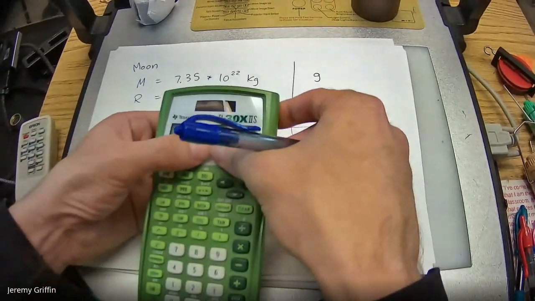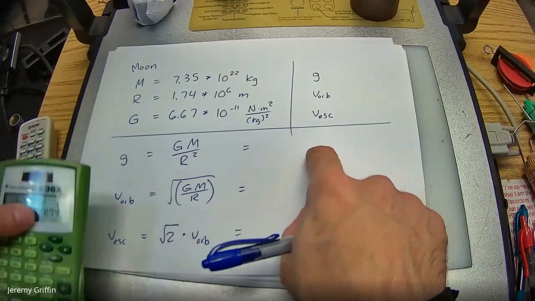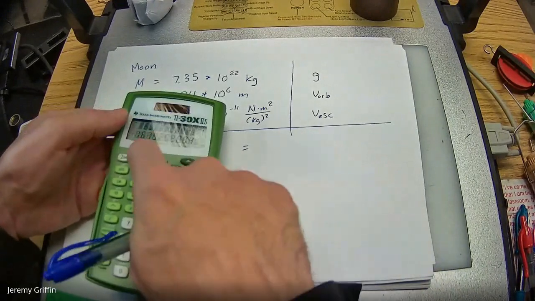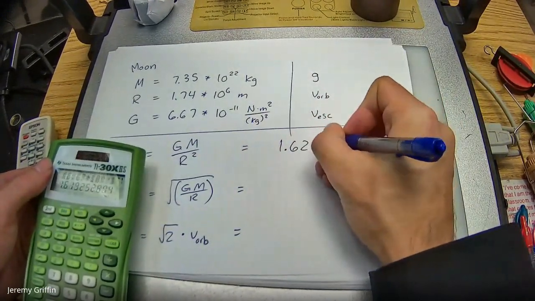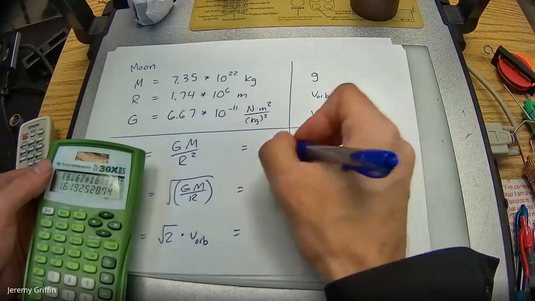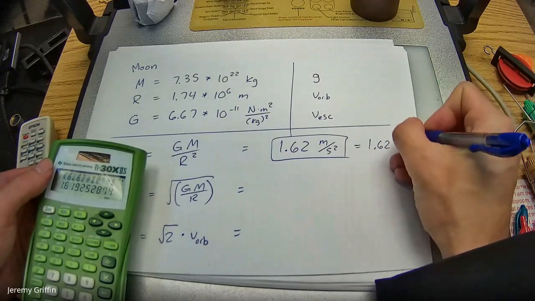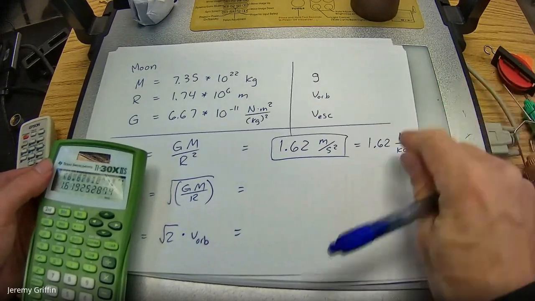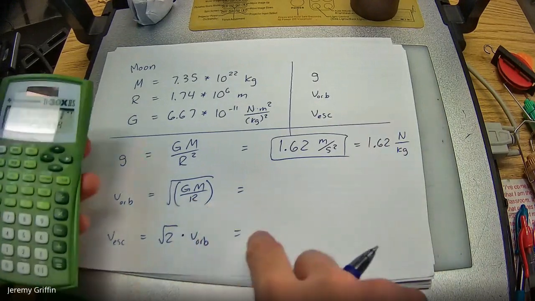Before I show you guys the answer, remember how this number was 9.8 meters per second squared on Earth? Let's see what it is for the moon. 1.62 meters per second squared. Or sometimes AP will write it this way: 1.62 newtons per kilogram. If you ever see newtons per kilogram, same thing as meters per second squared. Let's see what the orbital speed is.